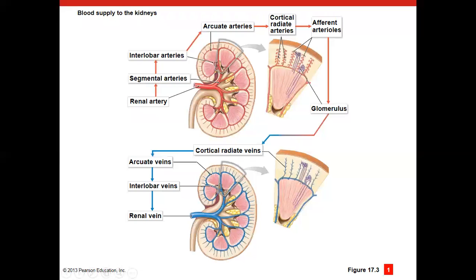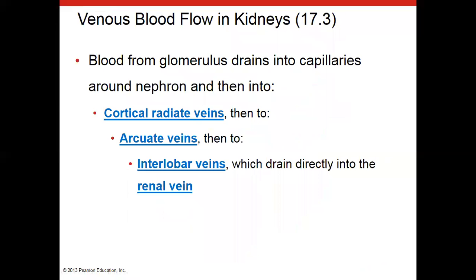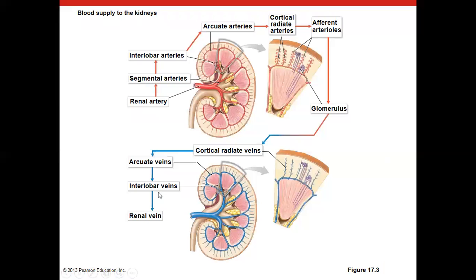So the veins, I'm going to go through these 2 slides really quickly because I'm going to actually show you a figure of them next. So you can go to the figure if you want to. Blood leaves the glomerulus after it enters and heads eventually back into cortical radiate veins, arcuate veins, interlobar veins, and then a renal vein. So take a look here.